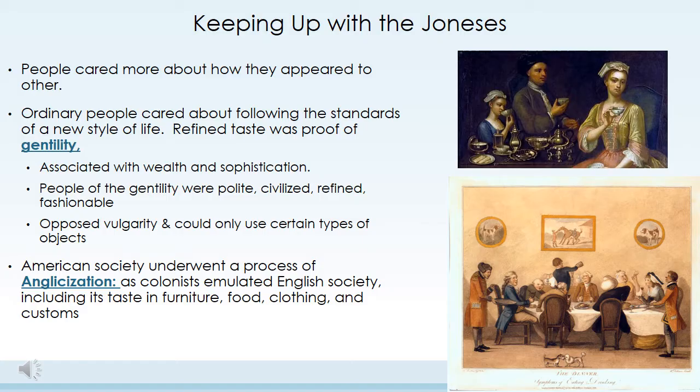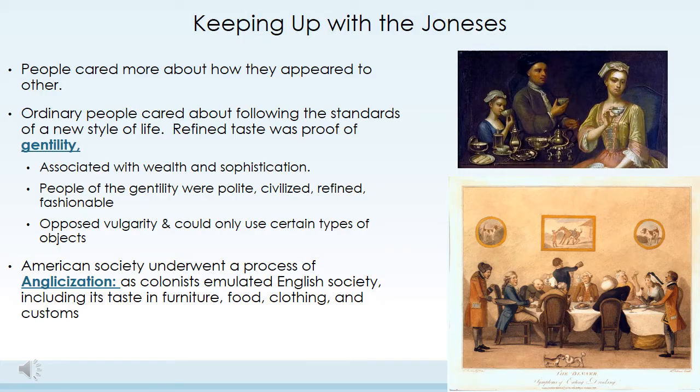They were part of a wider cosmopolitan world, and rather than eat with simple earthenware ceramics as their forebears had, the wealthiest Americans now aspired to dine on fine porcelain imported from England or Holland. And people began to care more about how they appeared to each other. Ordinary people cared about following the standards of a new style of life.